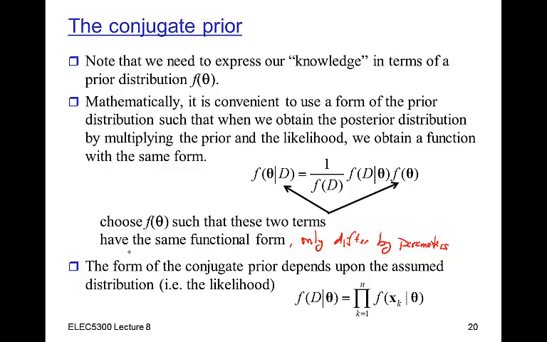And it turns out that, because the likelihood has a different form for different probability distributions, the form of the conjugate prior depends on the assumed distribution. And just as a review, this f of d given theta, under our assumptions that the data is generated independently from the distribution, is just the product of the probability distributions of the individual data.